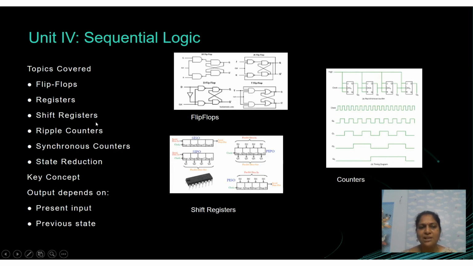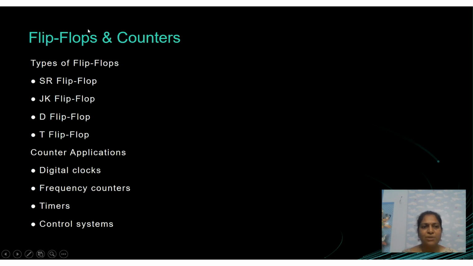Next, coming to another topic, counters. A counter is a circuit which will count the number of clock pulses. Here we have n-bit counters: 2 bit, 4 bit, 8 bit, 16 bit, like that a number of counters are there. Counters are classified into 2 types, synchronous and asynchronous counters. In detail, you will learn in the syllabus. Just now I mentioned there are 4 types of flip-flops: SR, JK, D and T. And what are the counter applications? Counters are used in digital clocks, frequency counters, timers and control systems.